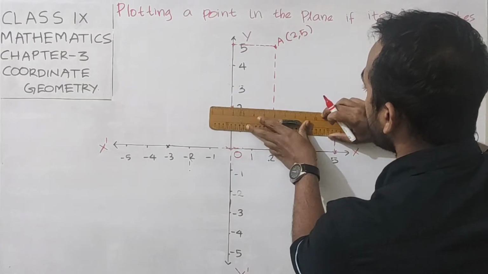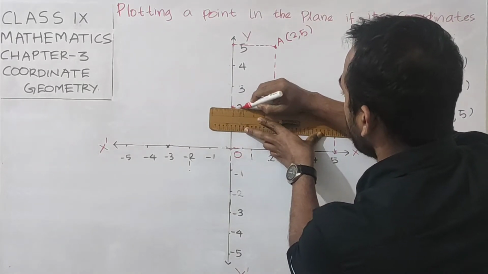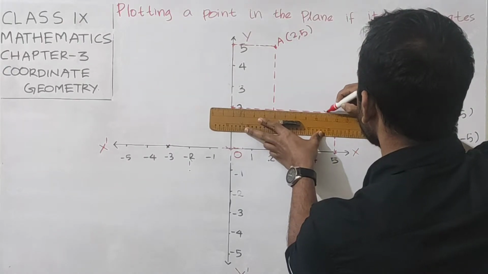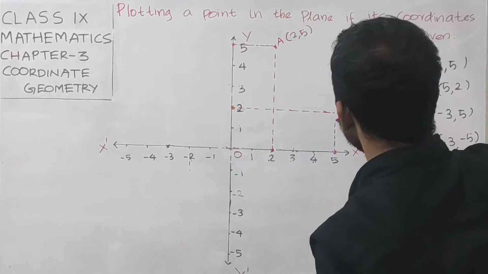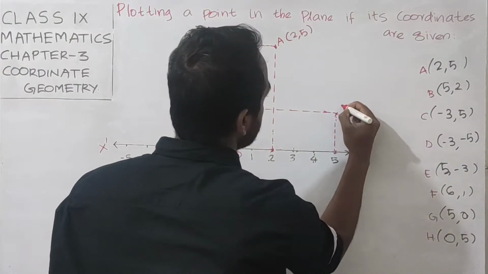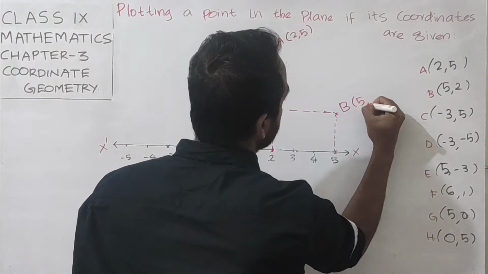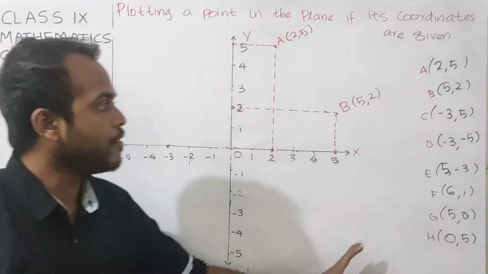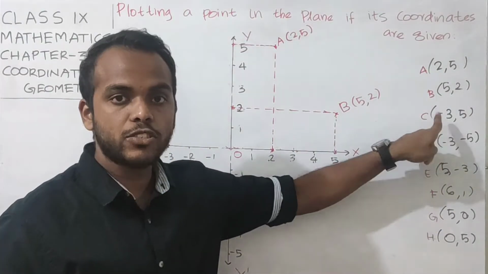Now all we need to do is to join these 2 lines, and the joining point will be the required point B. So I am almost here. Yes, this point here will be our required point B (5, 2). I hope this is clear. In the same way, let's do the next one, (-3, 5).